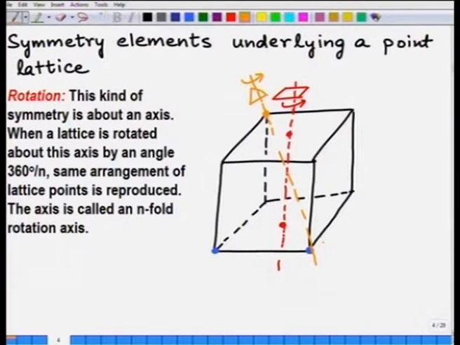Then another kind of symmetry element is inversion. A point is an inversion center if every point on the lattice reproduces another lattice point equidistant from the inversion center, on a line joining these two lattice points and passing through the inversion center. Instead of a mirror plane, it is a mirror point. If I stand in the center of the room and look at one of the corners, and I join these two points and continue the same distance in the other direction, then I will generate another point.